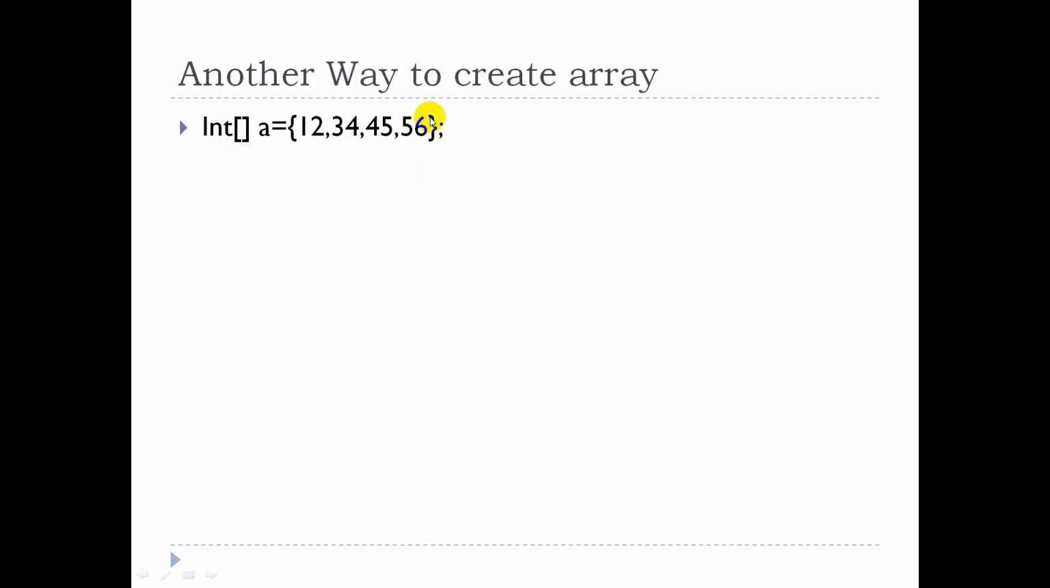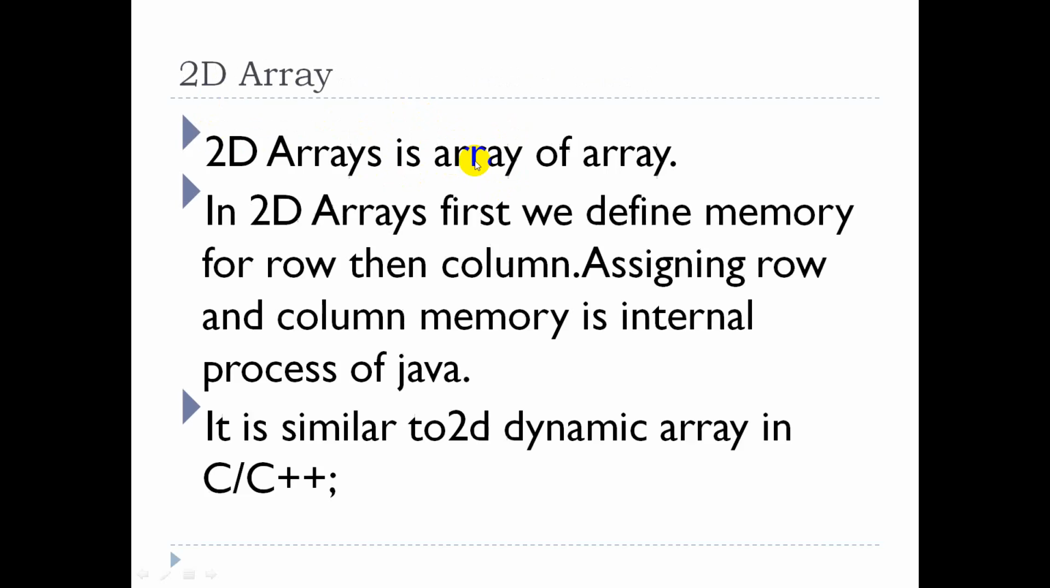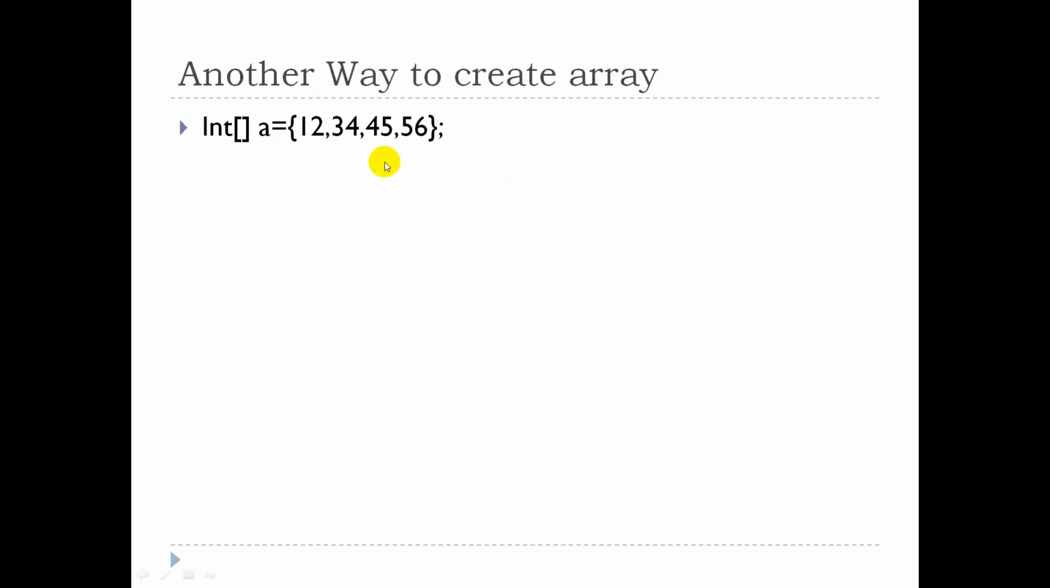Another way to create the array is very simple, just declare and initialize it with values directly. In that condition, there is no need to use the new keyword. I think this video has become very long, so I don't want to define 2D and 3D arrays here. I will demonstrate how we can use 2D and 3D arrays in another video.